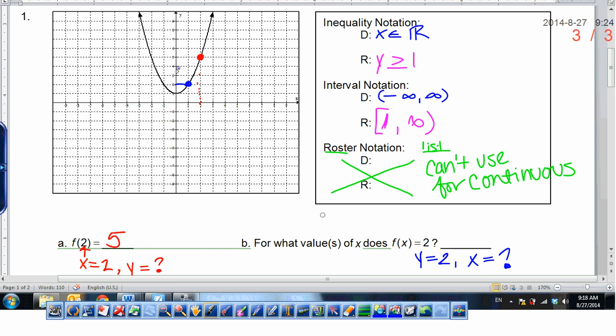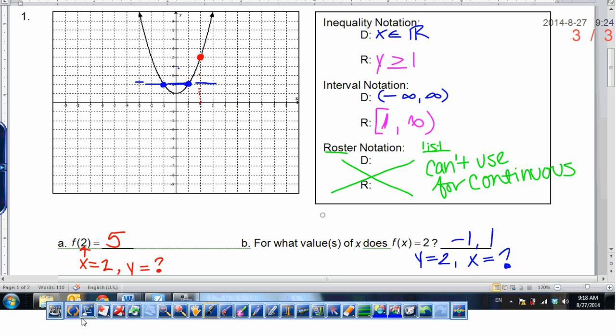Does it equal anything else? Negative 1. Good. Both of these have a y value of 2. So think about it: at a y value of 2, I hit the graph twice. I hit it here and here. Okay?